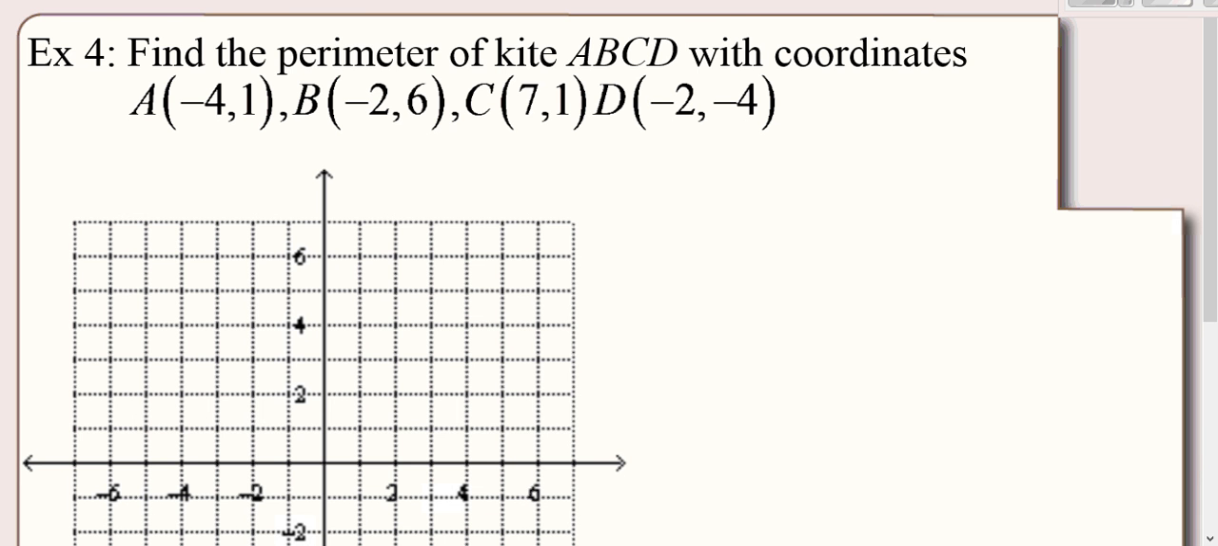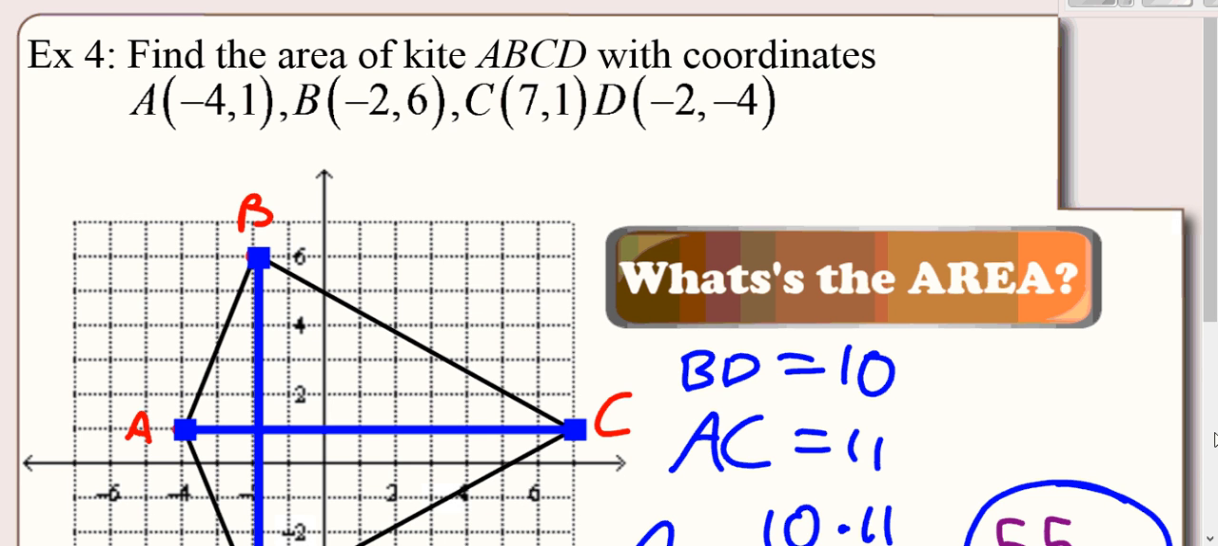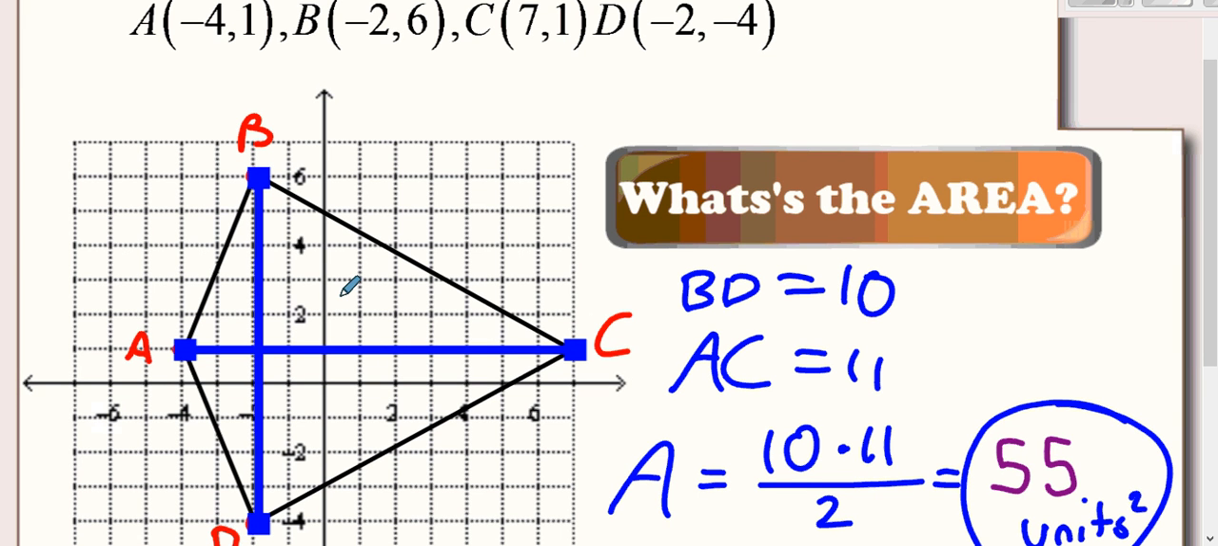For the perimeter, it's the same shape. You have to find all those side lengths. To do that, you know that some of them are going to be the same. Those 2 are the same, and those 2 are the same. To make those side lengths, you have to do Pythagorean theorem. A squared plus B squared equals C squared.